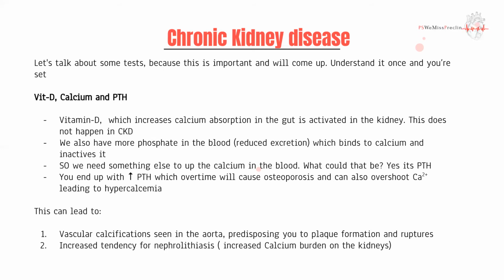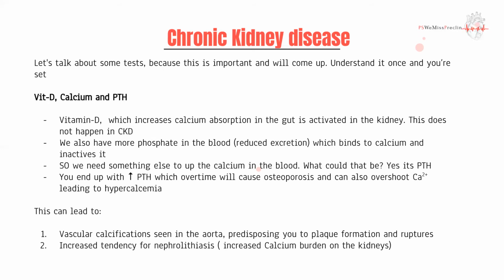Secondly, you also need to know how phosphate changes. So we tend to have more phosphate in the blood. This is just because you aren't able to excrete a lot of it out because you have CKD. Phosphate has a tendency to bind to calcium. And when it binds to calcium, it inactivates it.